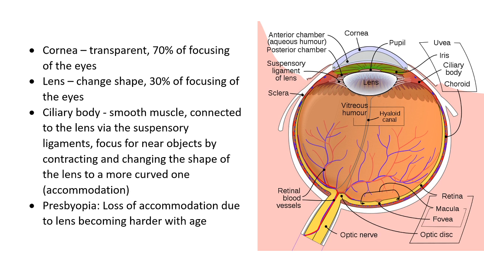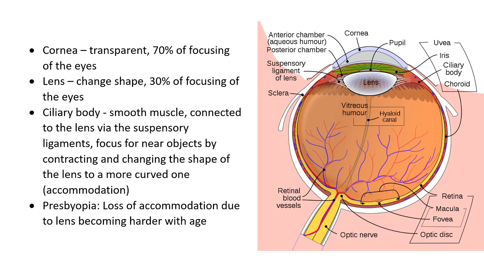The cornea does 70% of the focusing of the eyes, and this is where defects in refraction cause short or long-sightedness, i.e. myopia or hypermetropia. The lens does the other 30% of the focusing.